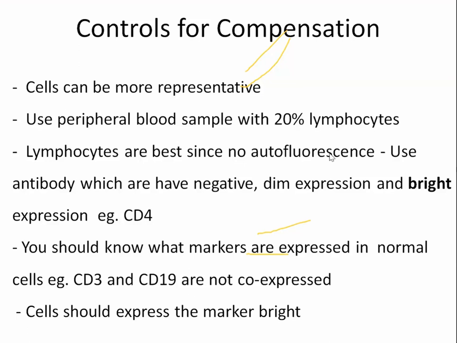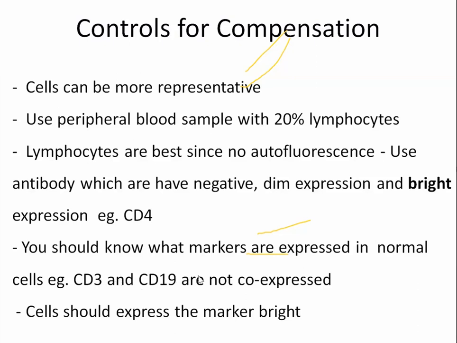CD3, T cells will be positive, B cells will be negative. So that is the advantage you have with lymphocytes. Similarly, CD4 has all three: negative, dim and bright. Monocytes are dim positive for CD4. So lymphocytes are the best controls. You should know what markers are expressed in normal cells, and which cells express which markers.